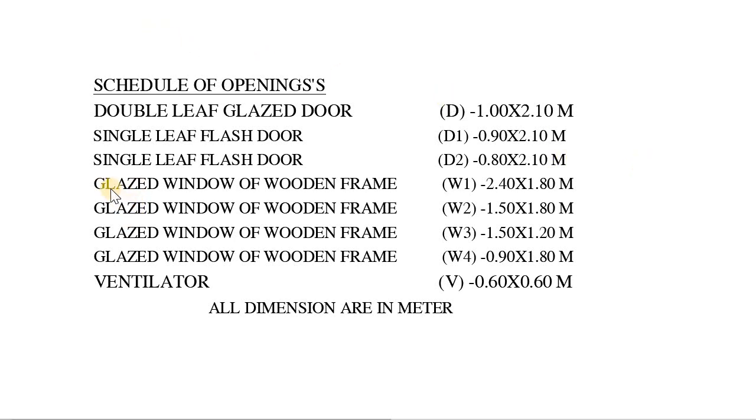For the windows, we have used glazed windows of wooden frame, that is W1, which is 2.4 by 1.8 meters. The glazed window of wooden frame, that is W2, is 1.5 by 1.8 meters. W3 has the size of 1.5 by 1.2 meters, whereas W4 is 0.9 by 1.8 meters. Lastly, the ventilator has the size of 0.6 by 0.6 meters.